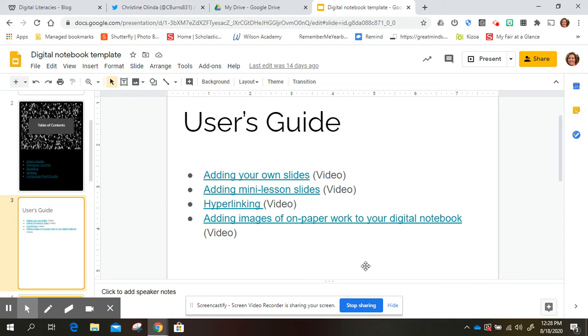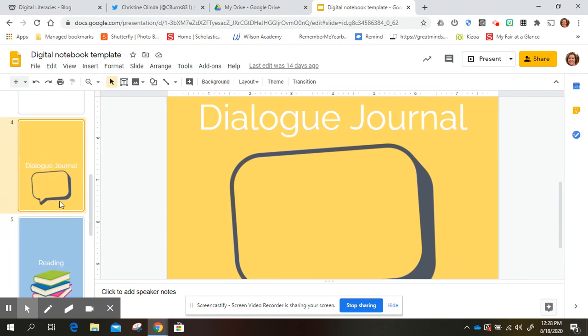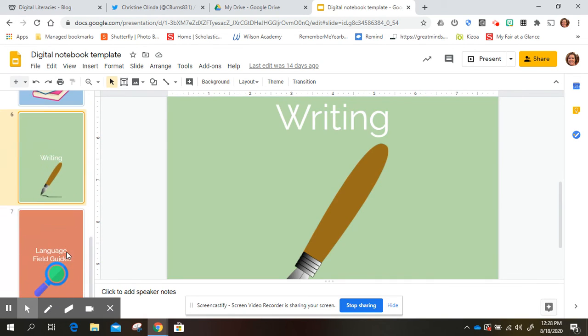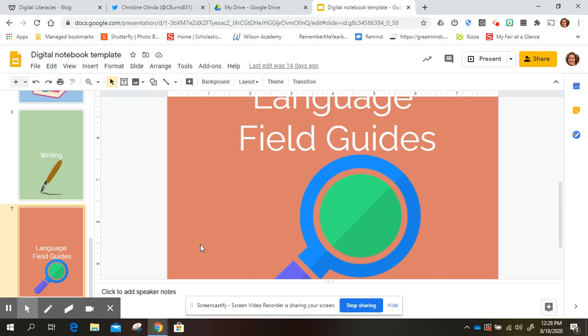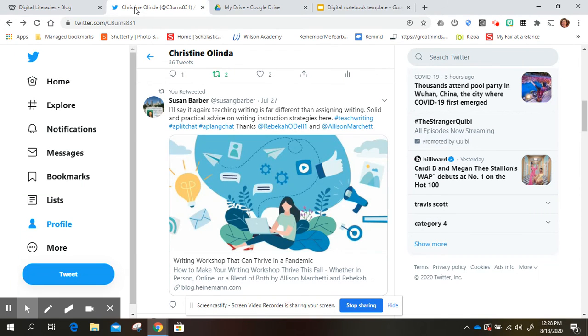I've already shared this template with many of my coworkers, and several of us have agreed to make other how-to videos and share them and add them to our user guide. Well, there's other things here. She also includes a dialogue journal, a reading, writing, and language field guide, but again, these are completely editable. But I don't think I would have been able to find this or even know about it if I hadn't been so involved in Twitter.